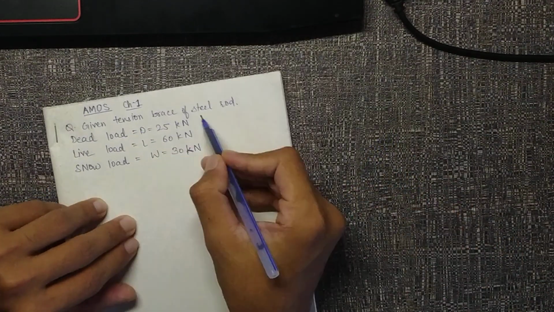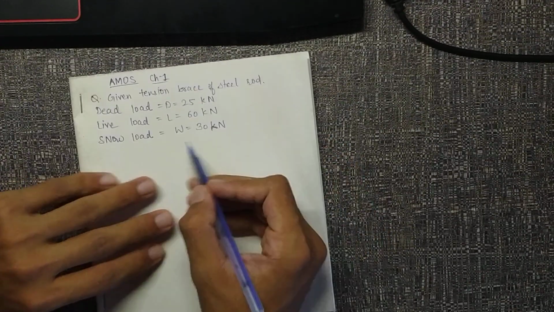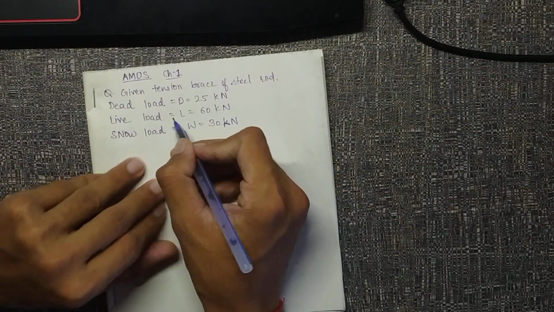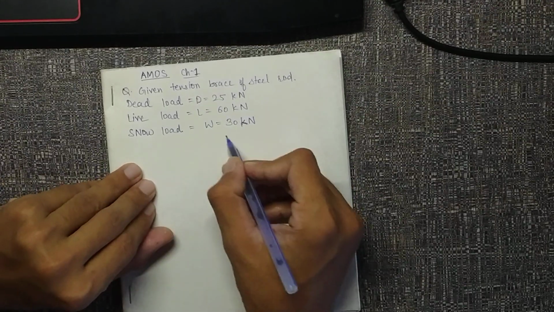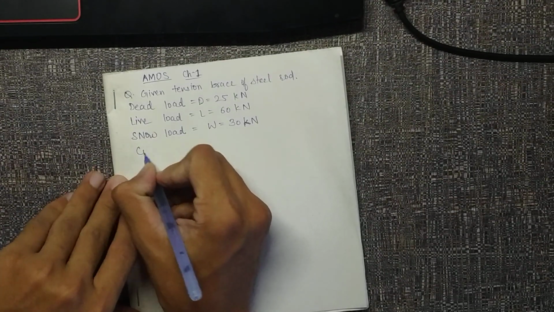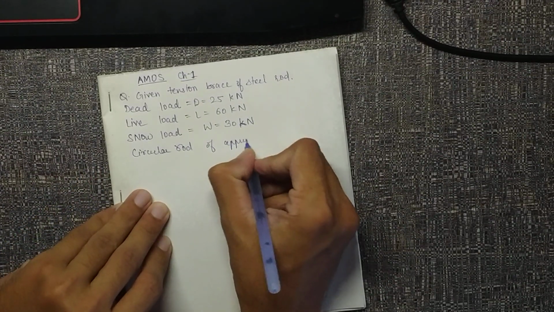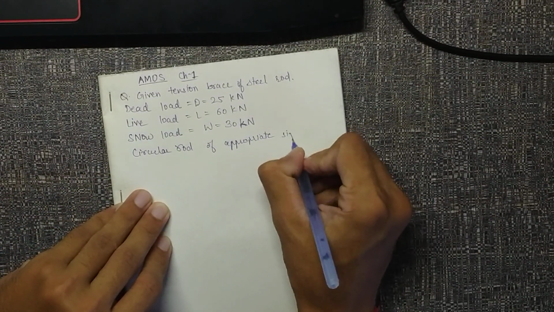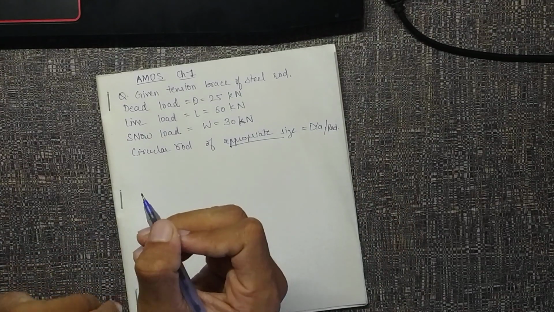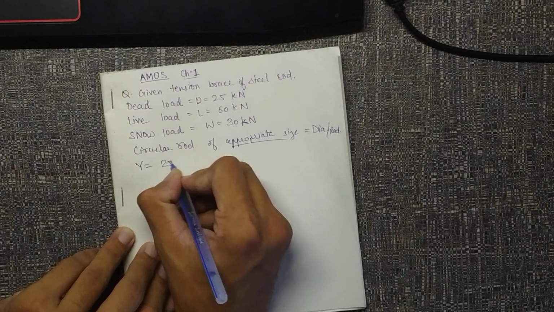So we have a tension brace, that is a tension member made of steel rod, and the dead load on the member, denoted by D, is 25 kilonewton, live load L is 60 kilonewton, snow load W is 30 kilonewton, and then we need to select a circular rod of appropriate size. Appropriate size means diameter or radius. And yield strength Y is 250 megapascal.